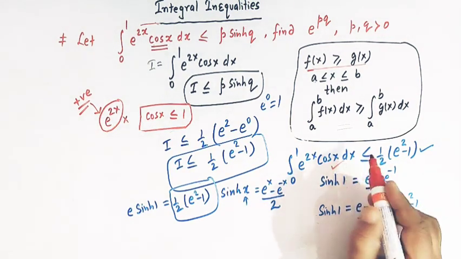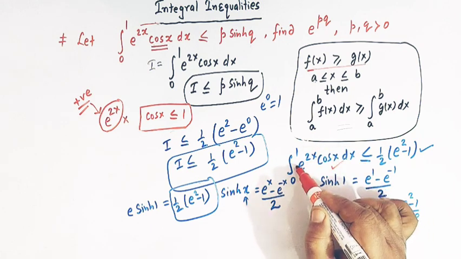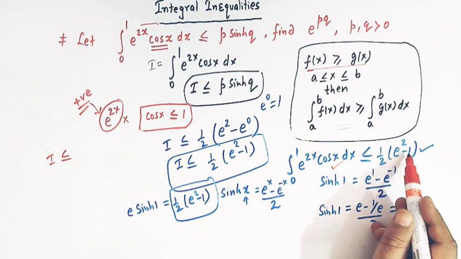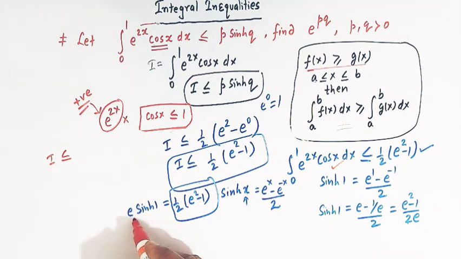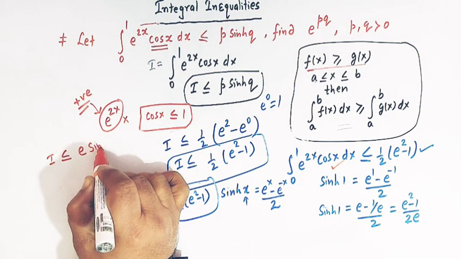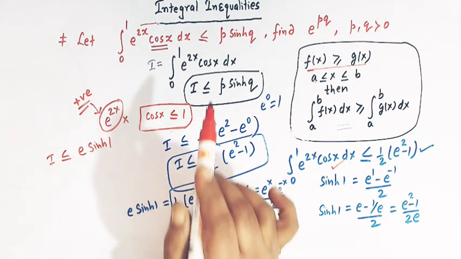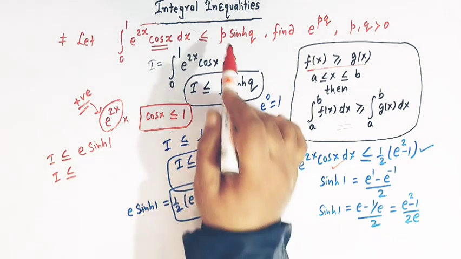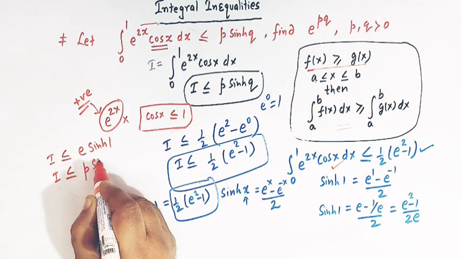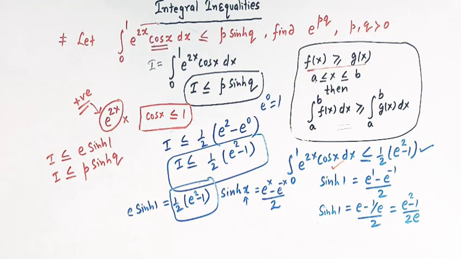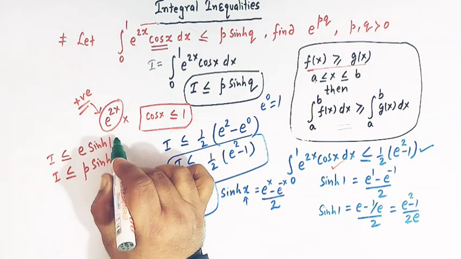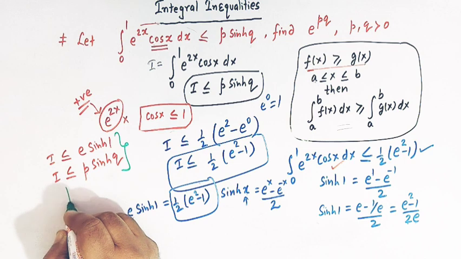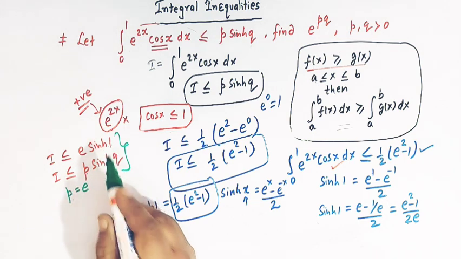So now we can substitute the value of half (e square minus 1) in this relation, right? So this relation becomes, if we replace this integral by I, I less than or equal to half (e square minus 1), which is equal to e times hyperbolic sine of 1, right? And here we are given that this integral I is less than or equal to p times the hyperbolic sine of q. So if we compare these two results, then we can easily see that p is equal to e and q is equal to 1, right?